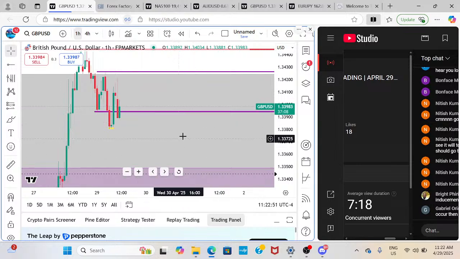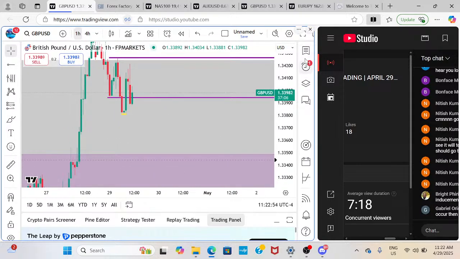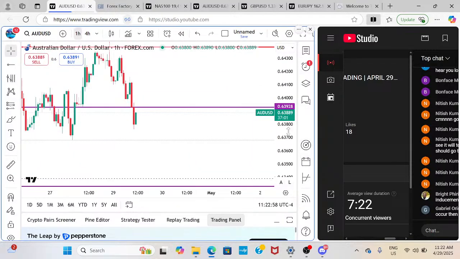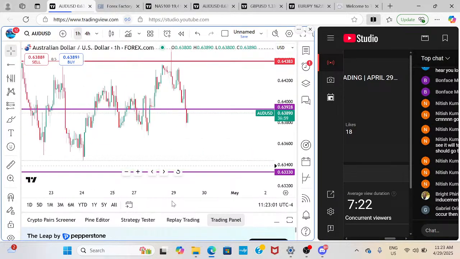All right, so we're done with the analysis for GBP/USD. I hope everything makes sense. Next on the list, let's see this one here, AUD/USD.